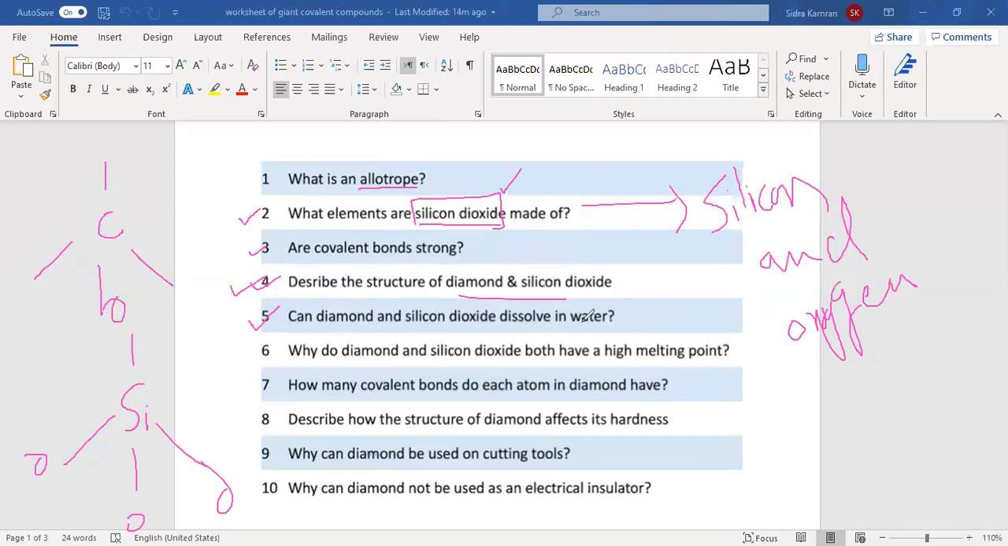Next, can diamond and silicon dioxide dissolve in water? What do you think? No. No, because they are insoluble in water because of their giant structure. They have such a compact structure that they are not soluble in water. So you just have to answer no. Diamond and silicon dioxide cannot dissolve in water. Next, question number 6. Why do diamond and silicon dioxide both have a high melting point?